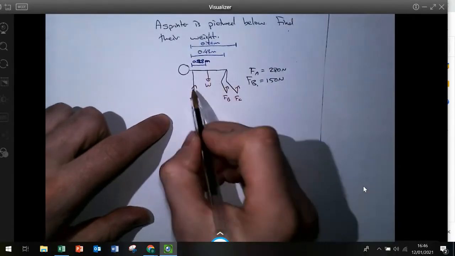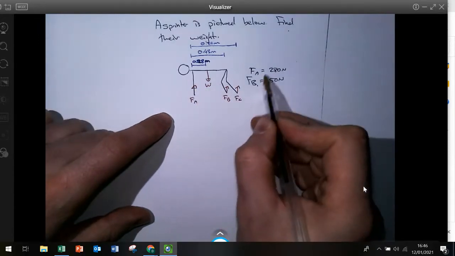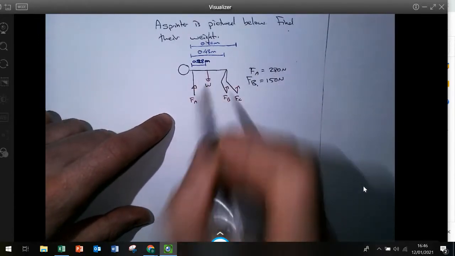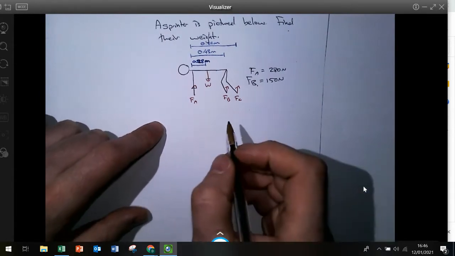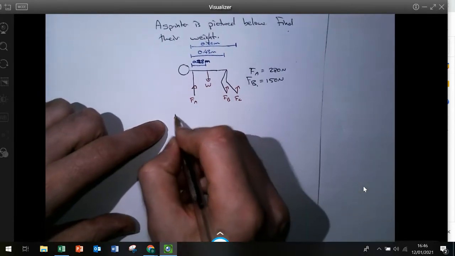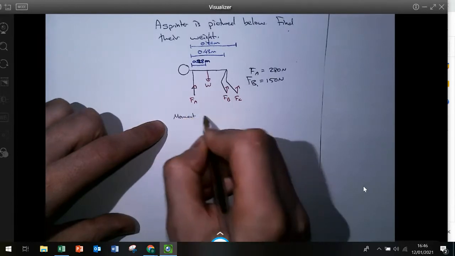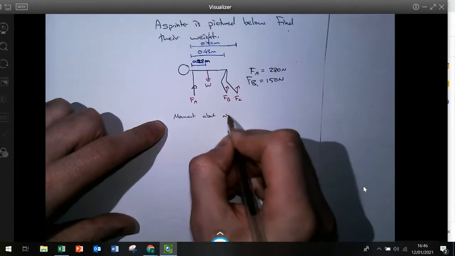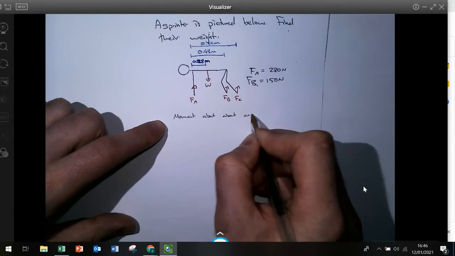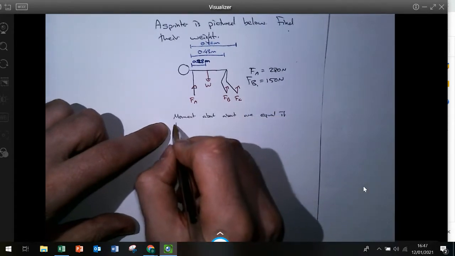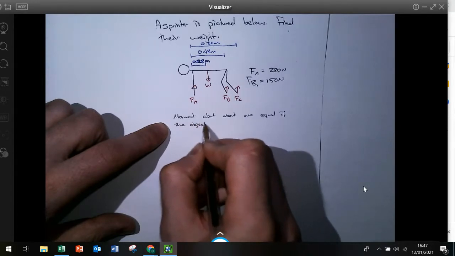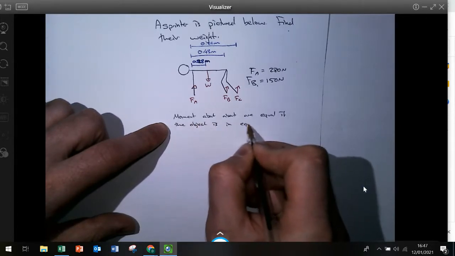So it seems like we have four forces and only two known ones. So it seems like there's two unknown forces, but we can use our principle of moments, which says that the moments about a point are equal if the object is in equilibrium.